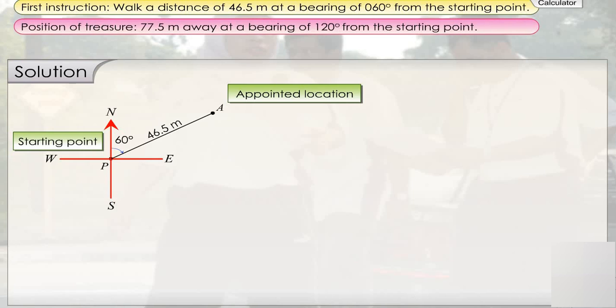The second information given is that the position of the treasure is 77.5 meters away, at a bearing of 120 degrees from the starting point. So, estimate an angle of 120 degrees from the north at P. Then, draw a second line from P at this angle. This line should be longer than the first line as the distance is much further. At the end of this line, we label the point as T for the treasure. Write the length of this line, which is 77.5 meters.